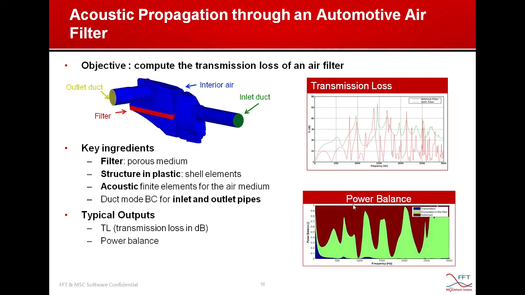We can also perform a power balance. So the idea is that the unit energy that is injected into the system goes into different channels, different paths. For example, some part is transmitted, some part is reflected back, and some part is simply dissipated in the air filter.